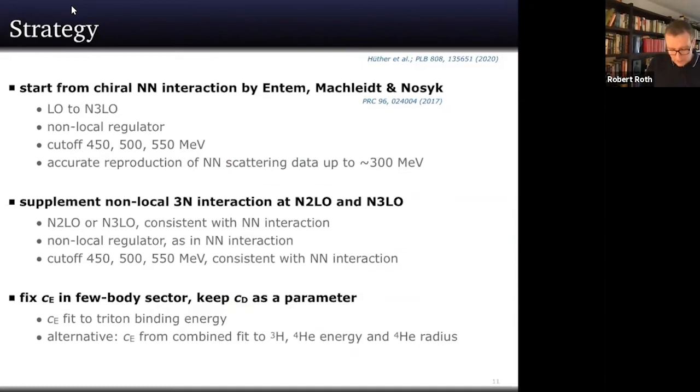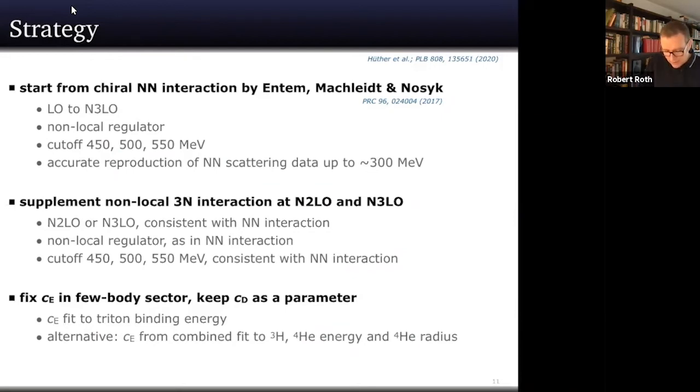So for example, using the triton binding energy. And we typically do the same, at least for one of them, the CE, which is the three-body contact interaction, which shows up in N2LO for the first time. This one is determined from the triton binding energy. So whatever I do, all the interactions that I design will reproduce the triton ground state energy.